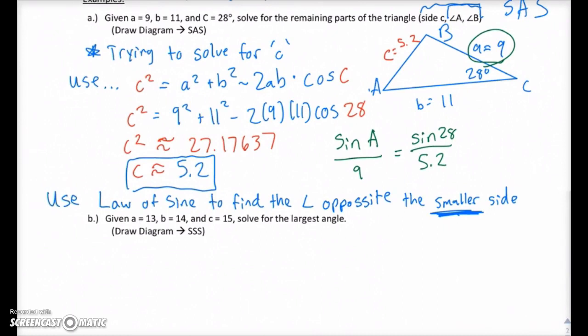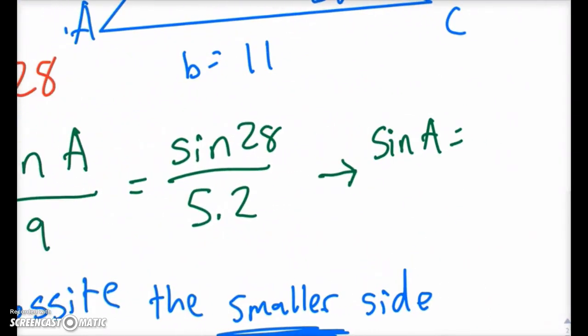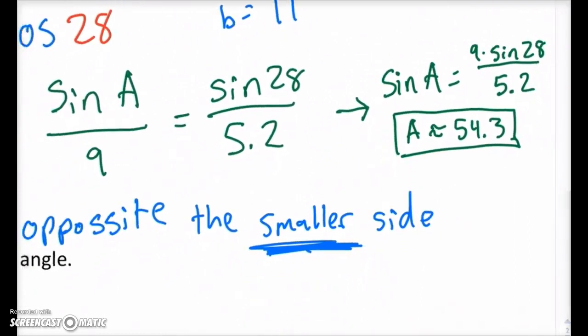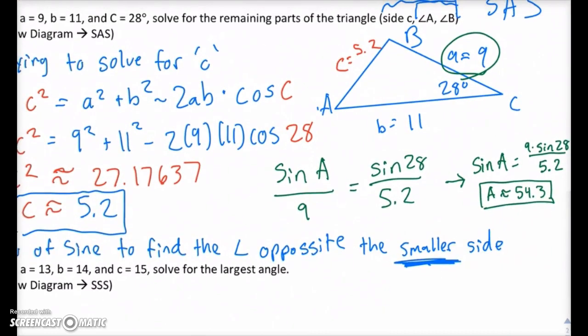Okay, so simplifying this, sine of angle A should be equal to 9 times sine of 28 over 5.2, where angle A should be about 54.3 degrees. So over here is 54.3.